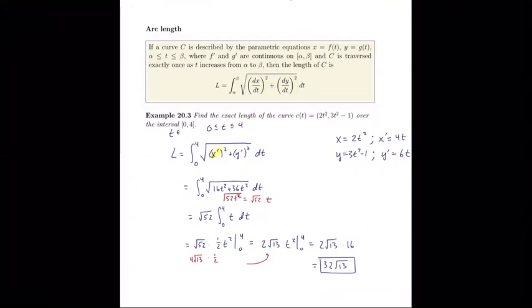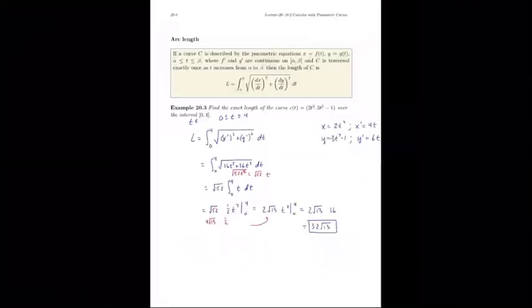We do x prime squared plus y prime squared, so we need to take the derivative of each of these. We have 4t here, and we have 6t for the other one. So we have 16t squared plus 36t squared, which is really root 52t squared, which is root 52 t. And this line here kind of gets us most of the way through this problem. We have 1/2 t squared, evaluated from 0 to 4. And we arrive at 32 root 13 once we take out that factor of 4 from 52, since it's a perfect square. So that's nice and straightforward, not too different from what we've seen in the past for arc length problems.